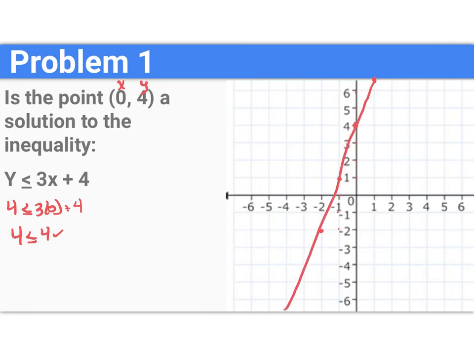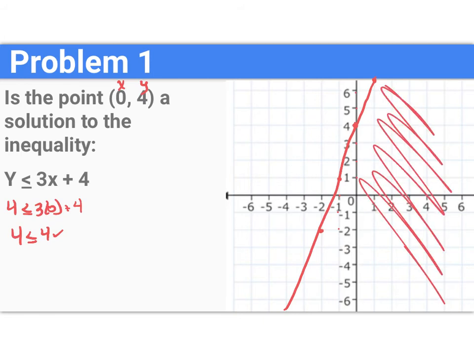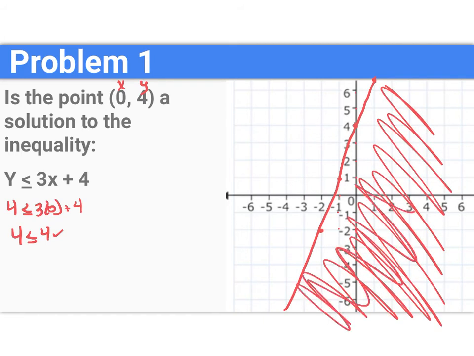And less than or equal to. So even though this is a graphing problem, I did do the algebraic method first. Let's plot the point (0, 4). It is right there on that line. So yes, it does work. It works because this is a solid line, not a dotted line. If it was not equal to, you will see that 4 is not less than 4, algebraically and graphically.